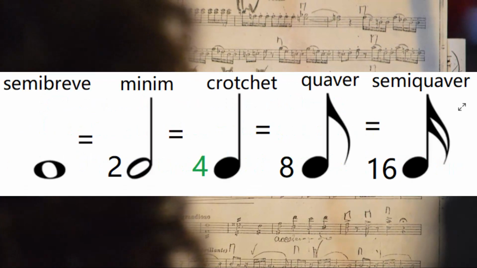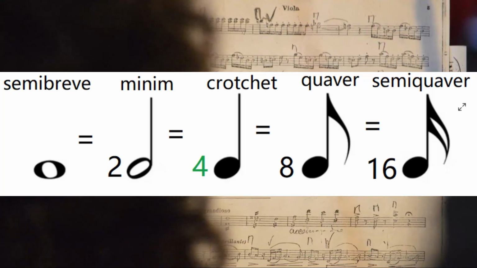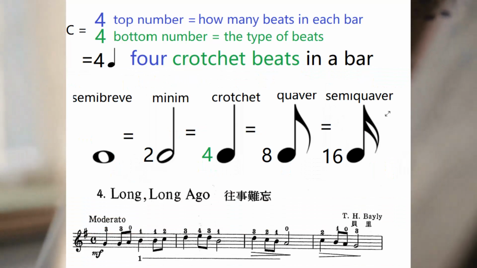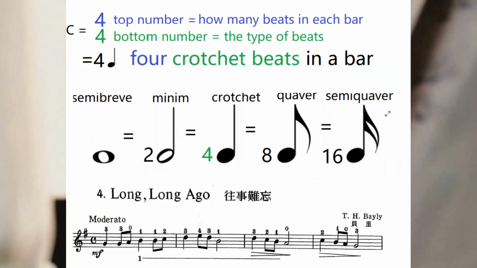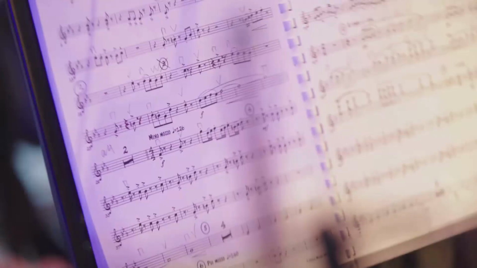The bottom number tells us which note value represents 1 beat. This helps in determining the tempo and feel of the music. For instance, in 4/4 time, there are 4 beats in each bar, and a crotchet, quarter note, gets 1 beat. This is one of the most common time signatures in Western music.